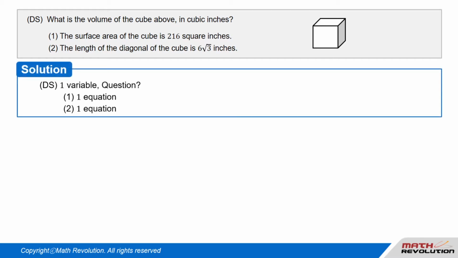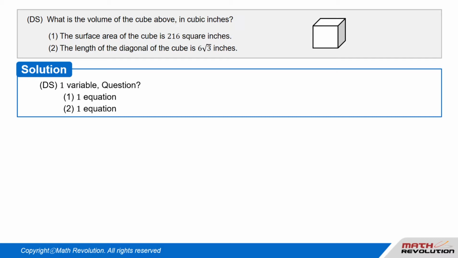Solution. Now we will solve this DS question using the variable approach. DS, one variable, question. Condition 1 gives one equation. Condition 2 gives one equation. DS question with one variable. Let's look at a DS question with one variable in the original condition.